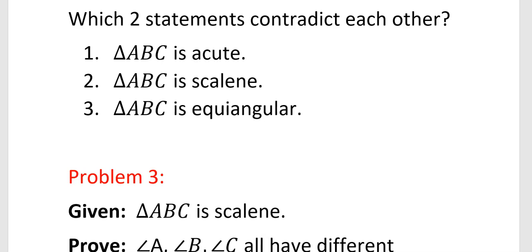What's equiangular? All angles are the same measure. So which two cannot be at the same time? You cannot have an equiangular scalene triangle. Right. So equiangular means they're all the same. Scalene means they're all different, and you can't have all the same and all different at the same time. Okay, so it's 2 and 3. It could be acute and scalene. It could be acute and equiangular because it is, but you can't have 2 and 3 at the same time.